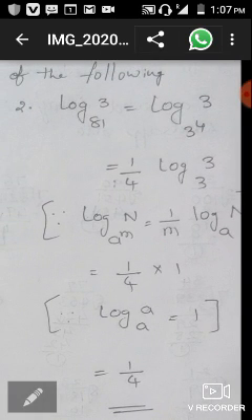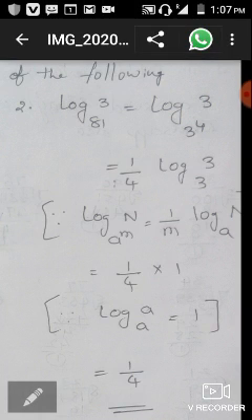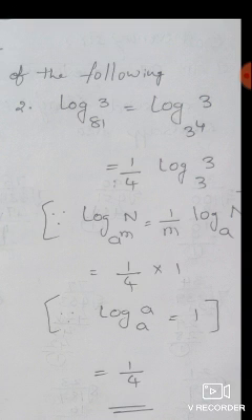Again we can repeat here: log 3 base 81, we can write log 3 base 3 power 4. That 81 becomes 3 to the power of 4, and the power 4 in the base becomes 1 by 4 according to the formula. So 1 by 4 into log 3 base 3, and in the next step, 1 by 4 into 1. From this log 3 base 3 we write 1, so 1 by 4 into 1 equals 1 by 4. This is the solution for the second question.